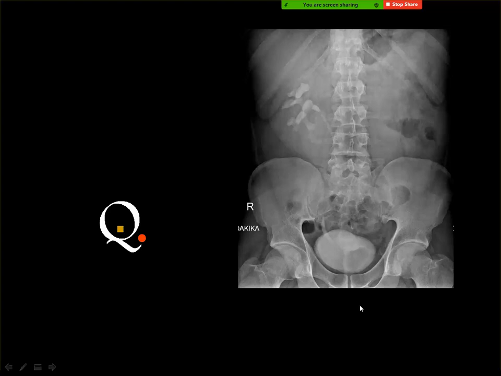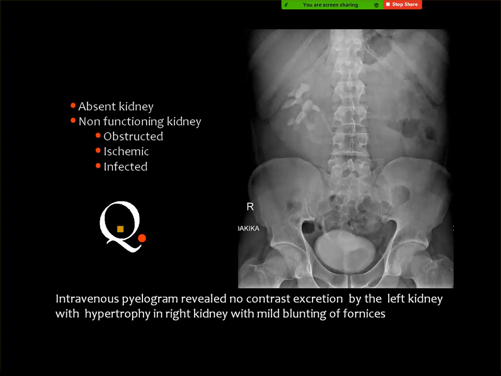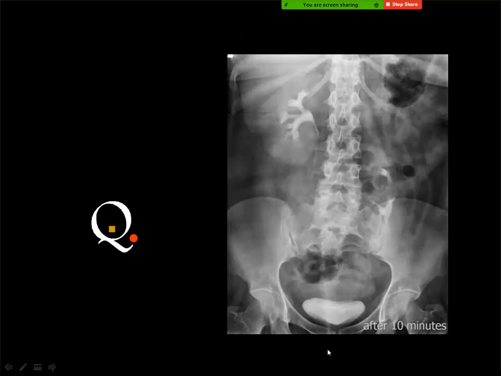Left side kidney is not visible. Yes, absent left kidney. And if the kidney is small, sometimes you are not able to see it in the urography, but you can see it in the CT scan or ultrasound. If the kidney is small and you do not see it here, these are the possibilities: obstructed, ischemic, or infected kidney. But if it is absent, you will not detect any renal tissue by any of the imaging modalities.